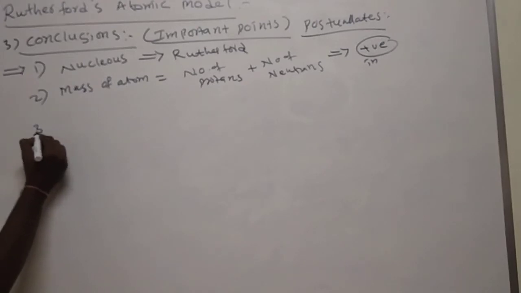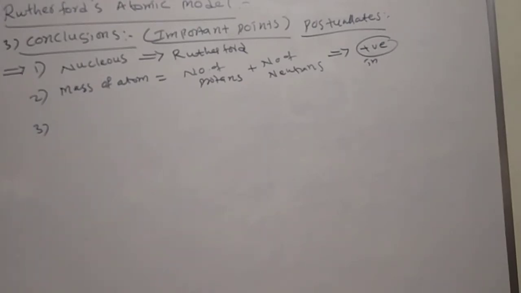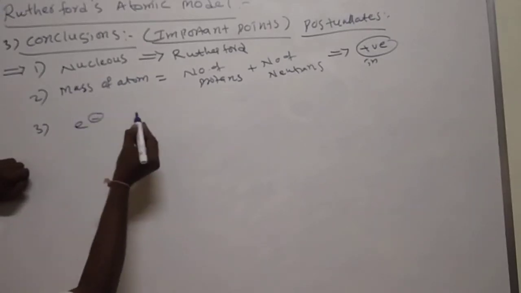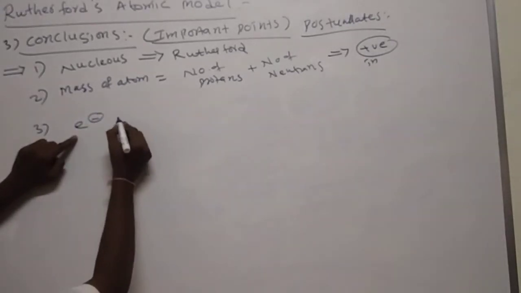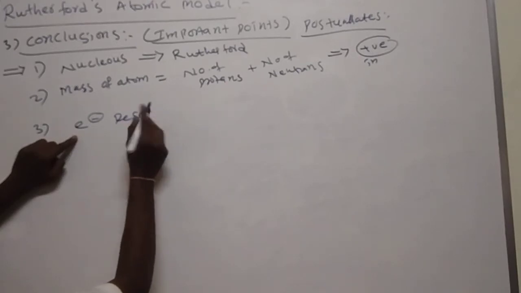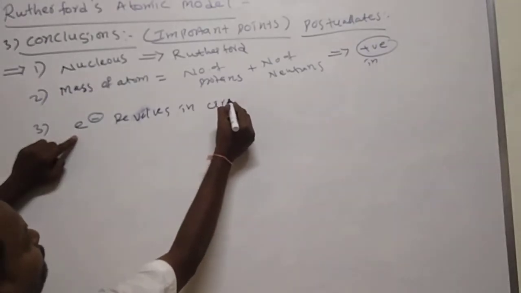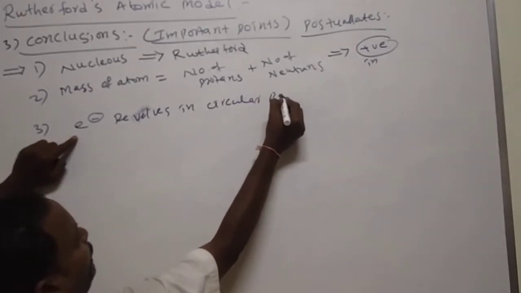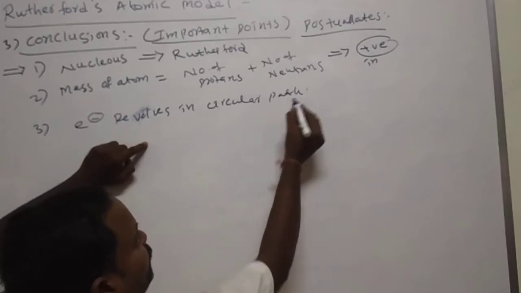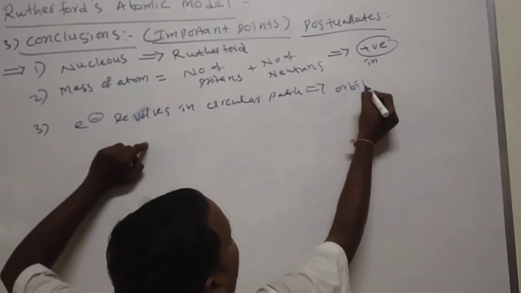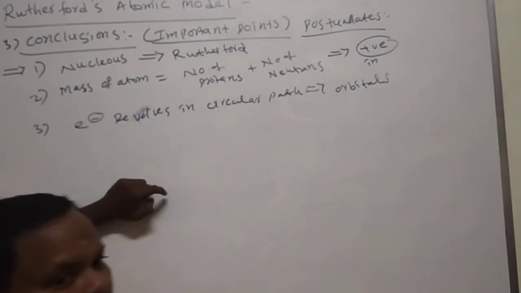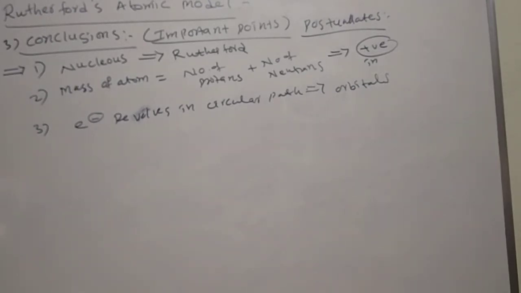Okay, third important point. Around the nucleus we have the external space, a lot of external space. In that external space, electrons always revolve in circular paths. Those circular paths are simply called orbitals. Nowadays we call them orbitals.